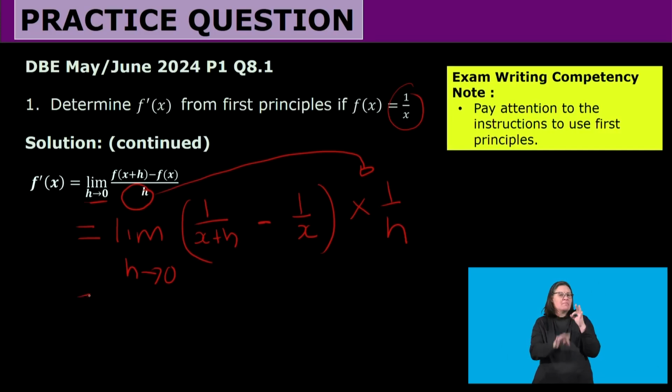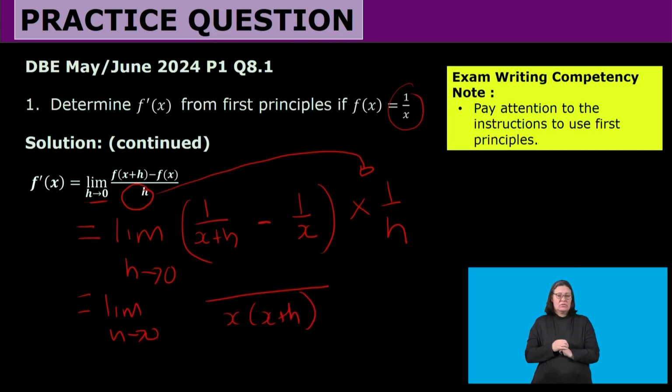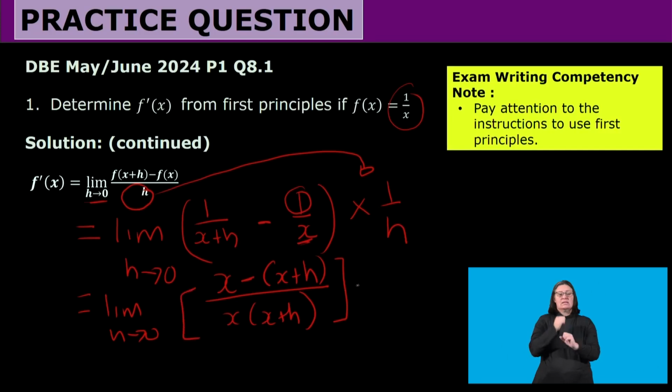Okay, how do we simplify a fraction in this form? We have to find the LCD. LCD here, in brackets, is going to be the product of x times x plus h. We multiply through, so we get x minus, in brackets, x plus h. I substitute the x plus h in brackets when I find the LCD. I'm multiplying the 1 by the part of the denominator it doesn't have, which is x plus h. And this whole thing is multiplied by 1 over h.